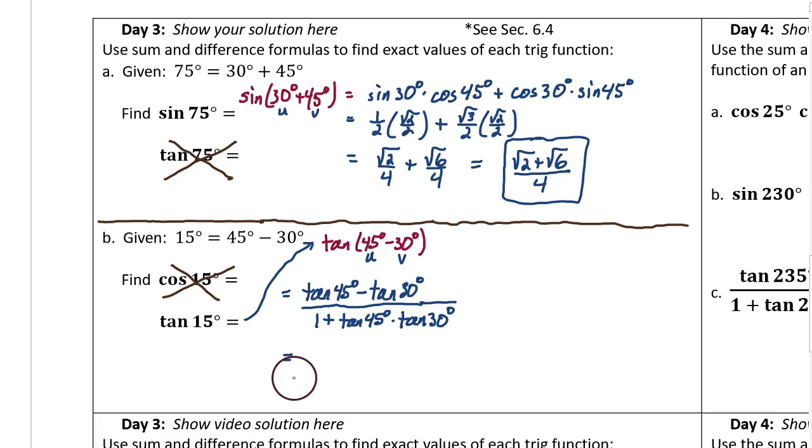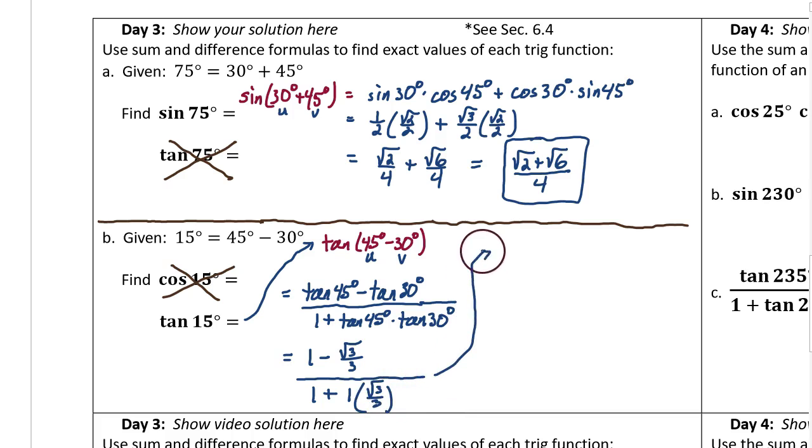Next step, let's use our unit circle to substitute values. The tangent of 45 degrees is the y-coordinate divided by the x-coordinate. Because those fractions are the same, that's going to turn out to be a 1. The tangent of 30 degrees is 1/2 divided by the square root of 3/2. That makes 1 over the square root of 3, which is the same thing as the square root of 3 all over 3. Now down in the denominator, we have 1 plus the tangent of 45 degrees was 1, and the tangent of 30 degrees was the square root of 3 all over 3.